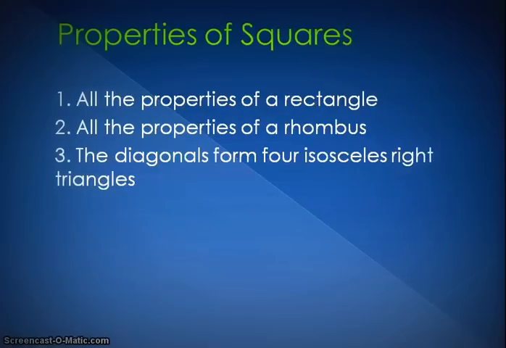Our properties of a square. Well, we have all the properties of a rectangle, which again include all the properties of a parallelogram as well. All the properties of a rhombus, which also include all the properties of a kite. And the diagonals form four isosceles right triangles.